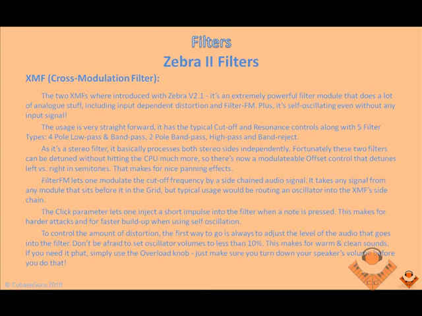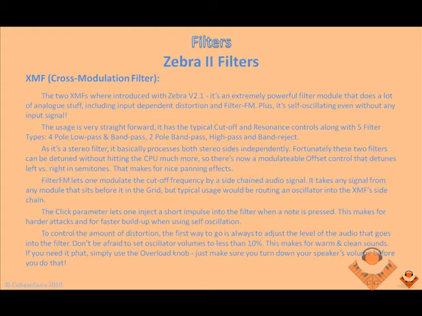You can also modulate the cutoff frequency by a sidechained audio signal. I'm not going to get into that too much because we're not dealing in sidechaining, but I will show you. It can take any signal from any module that sits before it in the grid, but the best way to show you is what I've written there. Just route an oscillator into the XMF sidechain insert. The click parameter lets you add a little short impulse, which is good for really fast and hard attacks.